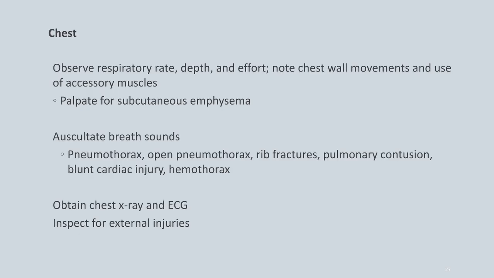Moving on to the chest, you want to observe their respiratory rate, their depth, and effort. Note if their chest wall movements are symmetrical and if they're using any accessory muscles. You want to palpate for any subcutaneous emphysema. It's also called crepitus. Auscultate the breath sounds. You're listening for a pneumothorax. You're also going to palpate for any rib fractures, pulmonary contusions, or any blunt cardiac injuries. And you also want to assess for hemothorax. We also want to obtain a chest x-ray and an ECG.